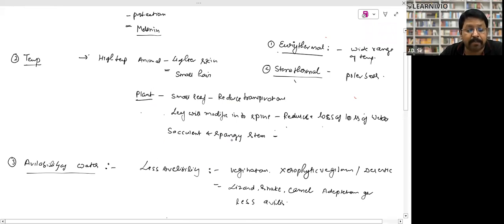And succulent plants and spongy stems. Why? To store the water. What are succulent plants? Succulent plants store water. Actually, succulent plants are those plants that have a spongy stem, and in the spongy stem there will be a gel-like substance. That gel-like substance will hold the water, right? So those plants are called succulent.